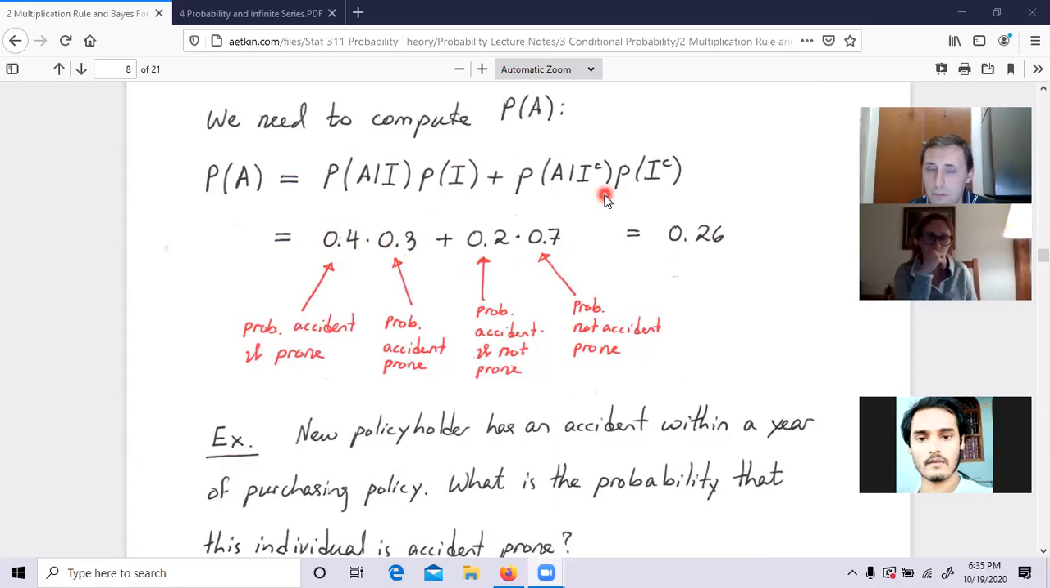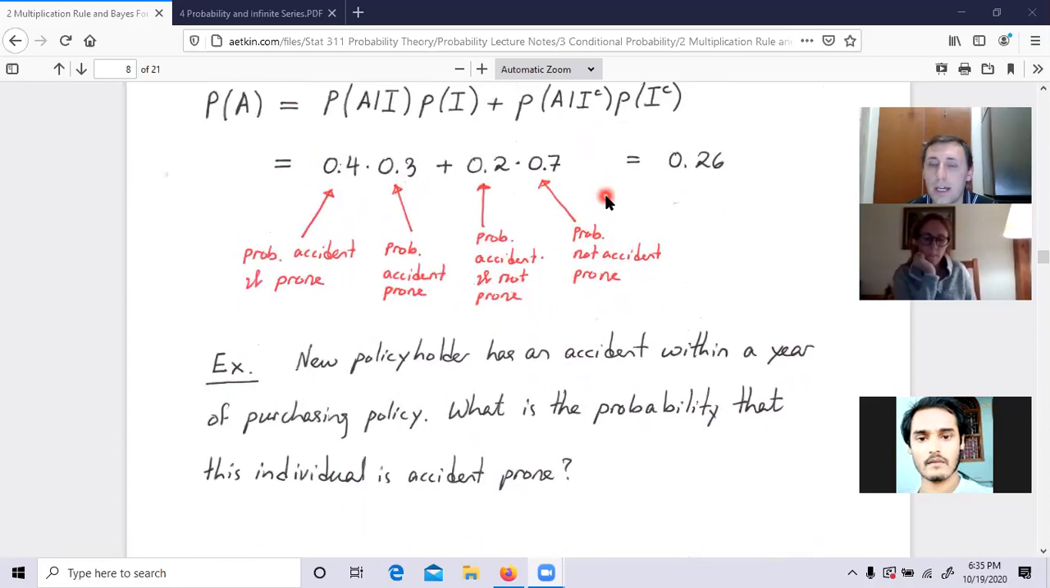Good? Now, the new part of the question is, now suppose that a person had an accident. What's the probability that person is accident prone?